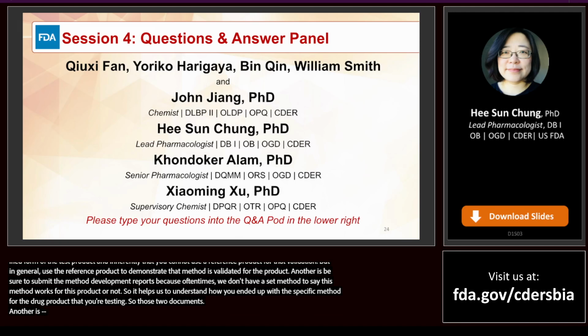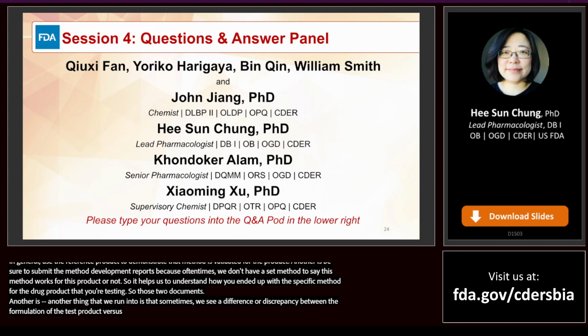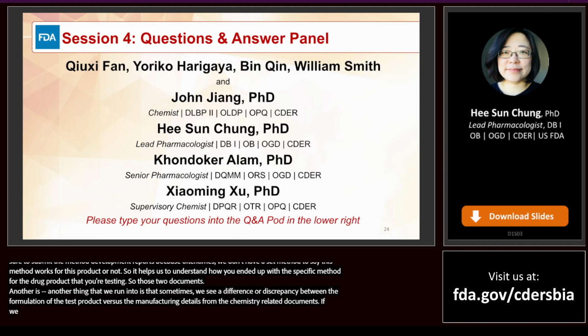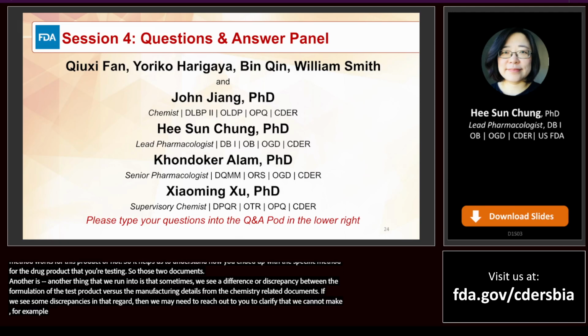Another thing that we run into is that sometimes we see a difference or discrepancy between the formulation of the test product versus the manufacturing details from the chemistry-related documents. So if we see some discrepancies in that regard, then we may need to reach out to you to clarify that. And we cannot make, for example, a Q1, Q2 determination without this clarification. So those are the things that I would watch out for.